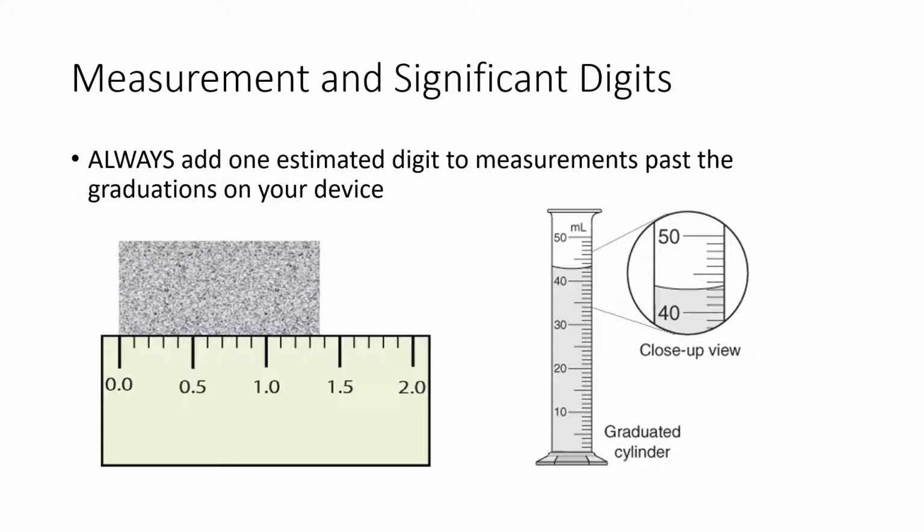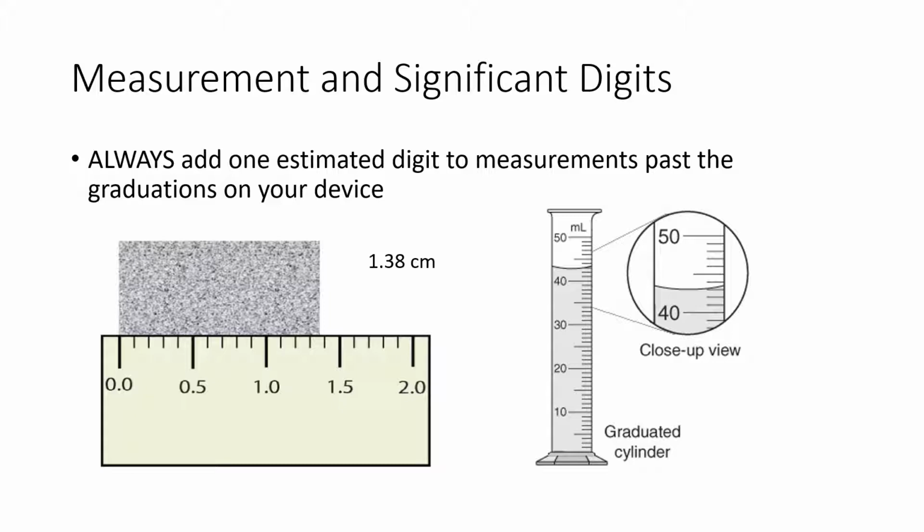When recording measurements with significant digits, you always want to add one estimated digit to the measurement past the graduations on your device. Look at the ruler on the left. The object above it is between 1.3 and 1.4. Since the actual graduations on our ruler are to the tenths place, we want to add a hundredths place. It is closer to 1.4 than 1.3, so we can say that this has a measurement of 1.38 centimeters. Always include a unit in your measurements as well.